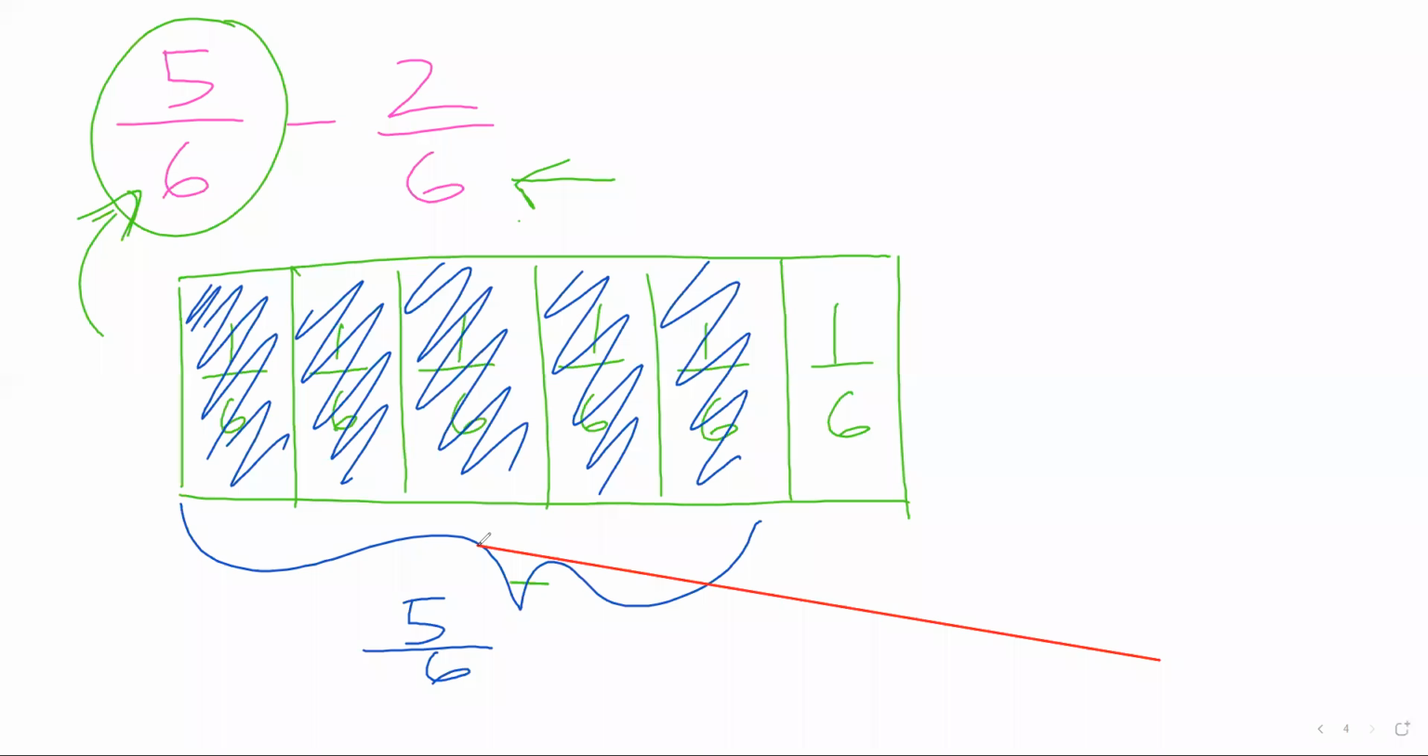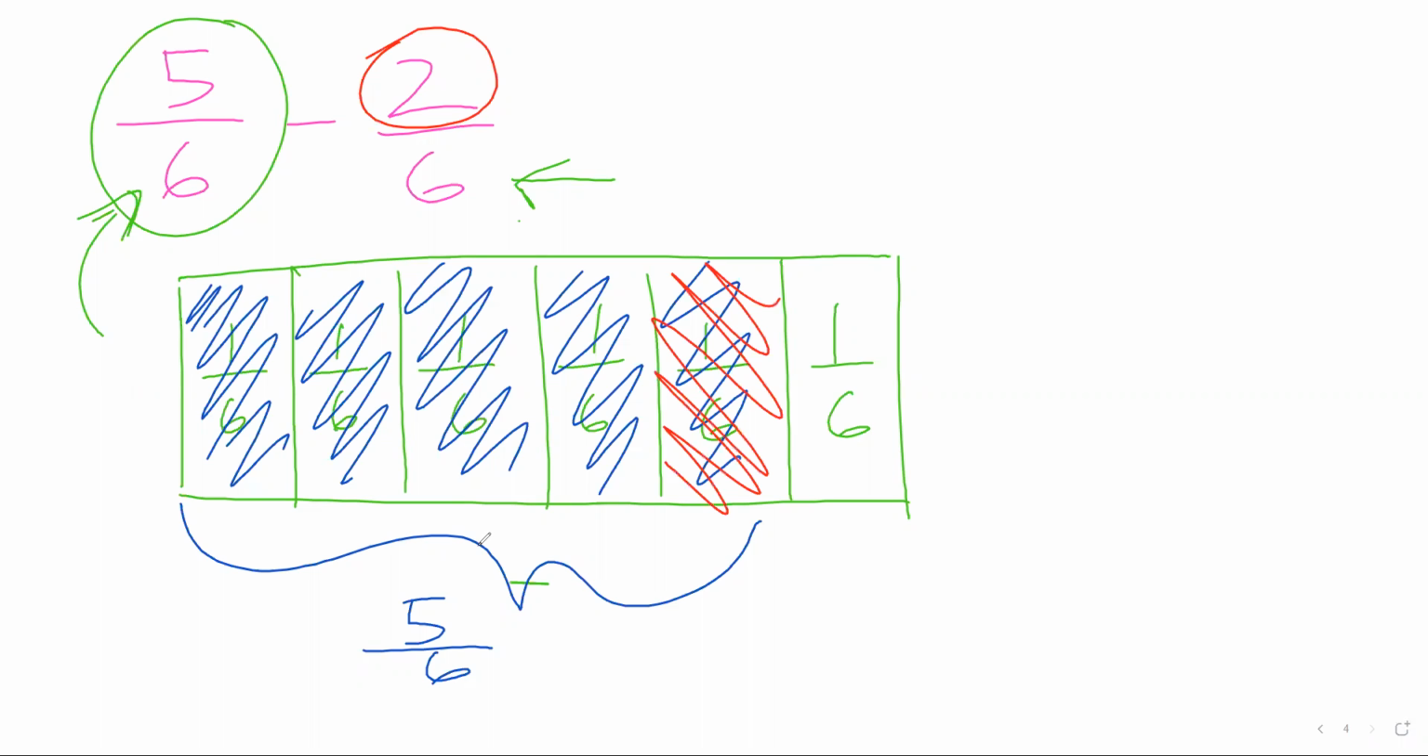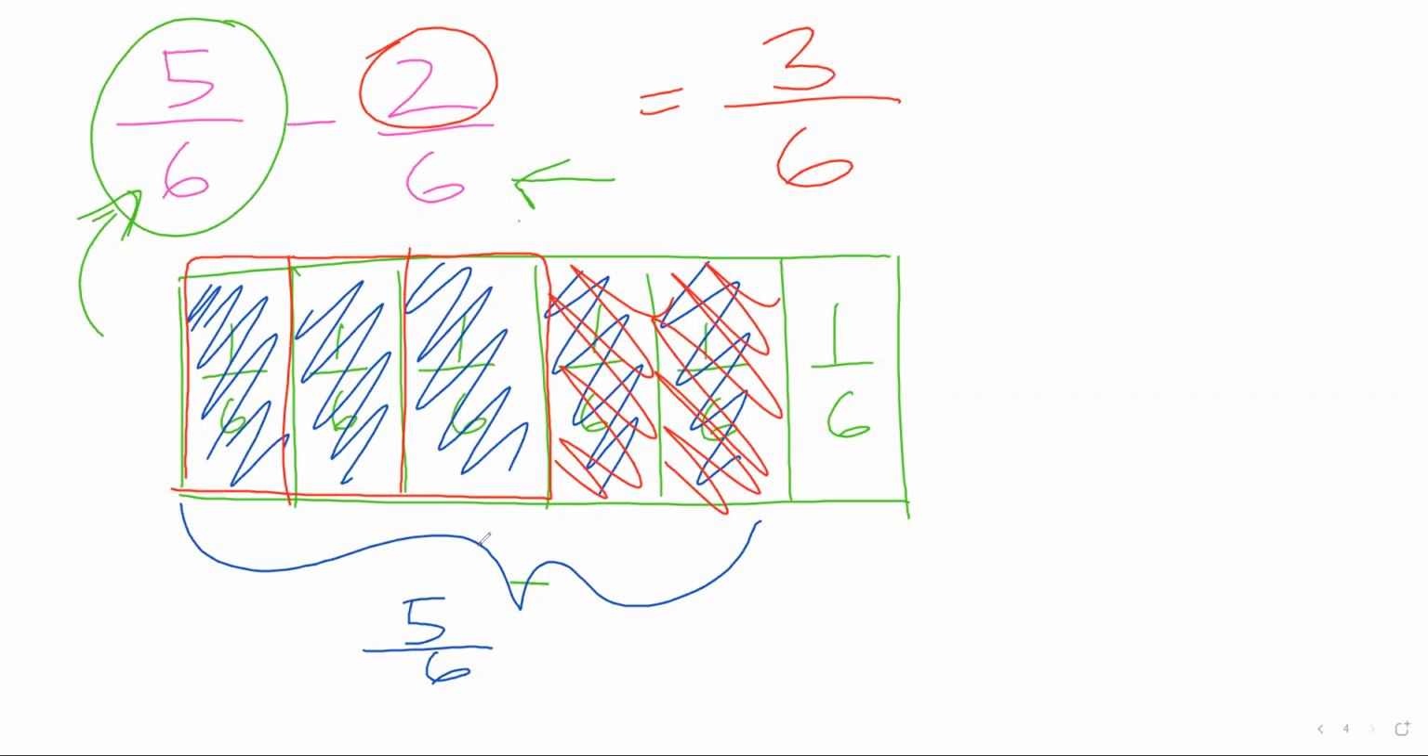So we want to look at this. We want to actually write on it. We want to look at this, that we're taking away 2 of those 6s. So I'm actually going to do it this way, 1, 2. And what that leaves us with is this chunk here, which leaves us with 3 6s.